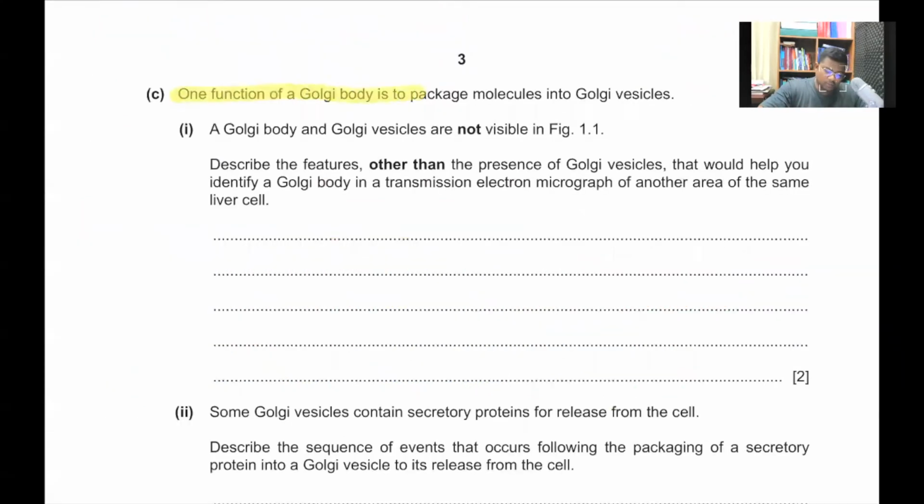One function of a Golgi body is to package molecules into Golgi vesicles. A Golgi body and Golgi vesicles are not visible in figure 1.1. Describe the features other than the presence of Golgi vesicles that would help you identify a Golgi body in a transmission electron micrograph of another area of the same liver cell. So a Golgi body has flattened sacs and they're layered. Each cisternae in the stack is separate and has a smooth outer surface. So a typical Golgi body should look like this.